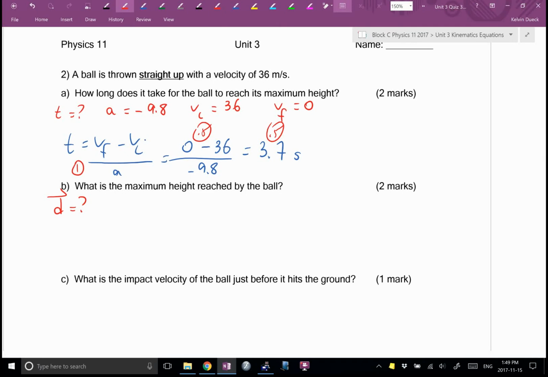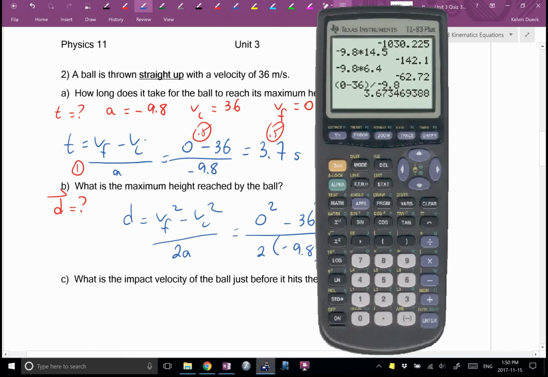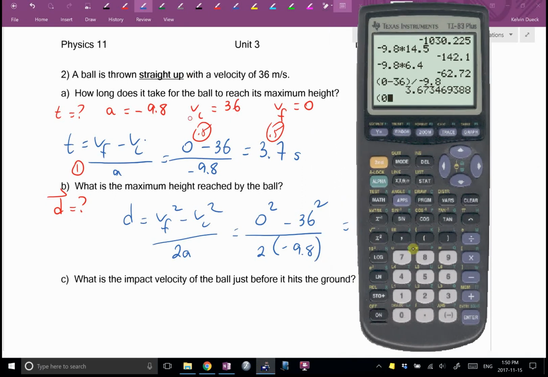I'm looking for an equation that has a D in it. I could use time if I wanted to, but I'm going to see if I can find D using A, VI, and VF, and there is one. It's going to be D equals VF squared minus VI squared all over 2A. It's going to be 0 squared minus 36 squared all over 2 times negative 9.8. Brackets around the top, brackets around the bottom. And I get, do you get 66.1?